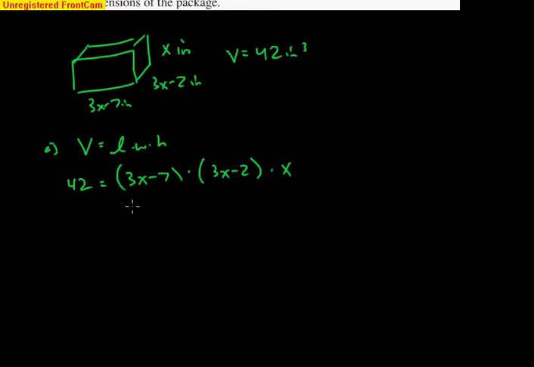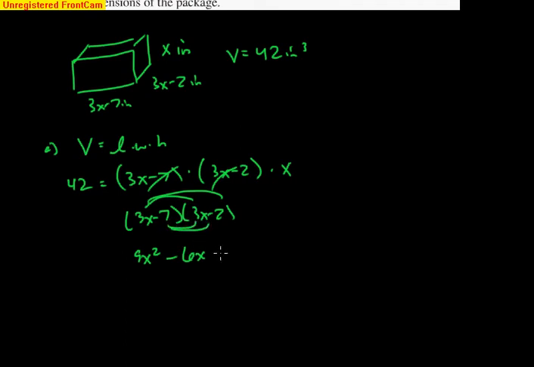Remember, two at a time. Let's do the two parentheses, 3x minus 7, 3x minus 2. Multiply those two things. 3x goes to the 3x and the 2. 3x times 3x is 9x squared. 3x times negative 2 is negative 6x. The negative 7 goes to both things. Negative 7 times 3x is negative 21x. Negative 7 times negative 2 is positive 14. And the middle term will combine to give me negative 27x. And there's the first two parentheses multiplied together.